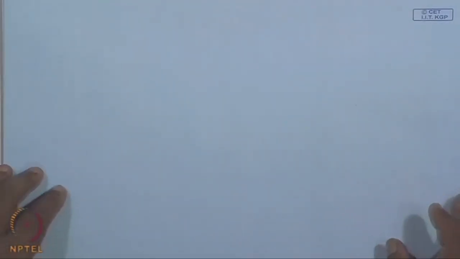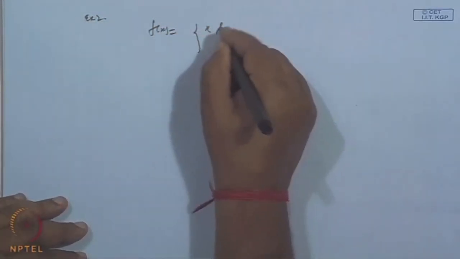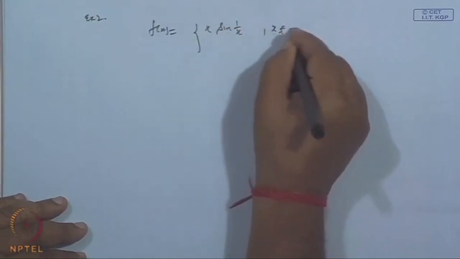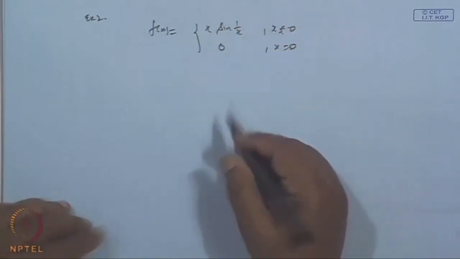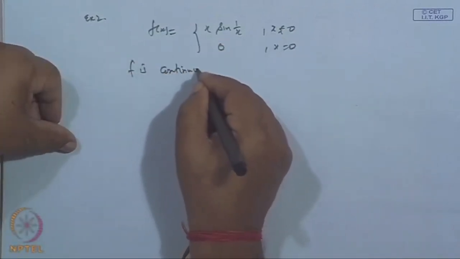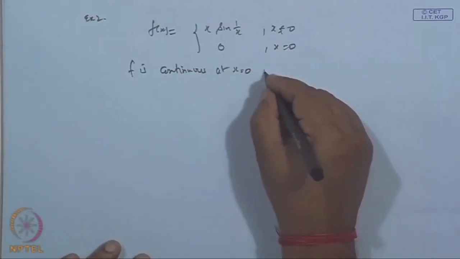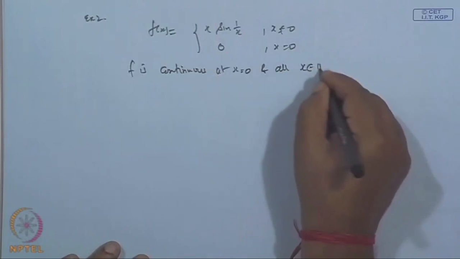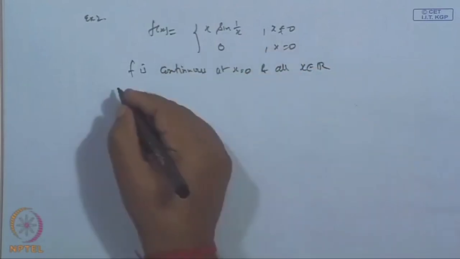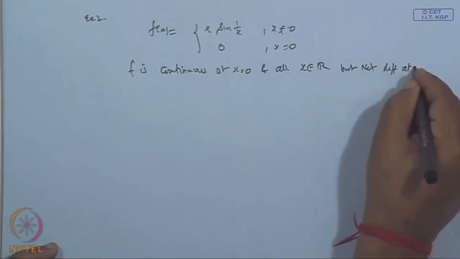If we look at f(x) = x sin(1/x), we will see in a similar way that the limit does not exist. Similarly, example 2: if we take the function f(x) = x sin(1/x) for x not equal to 0, and f(0) = 0, then the function is continuous. F is continuous at 0 and also for all x belongs to R. In fact, continuity follows, but it is not differentiable at x equal to 0.